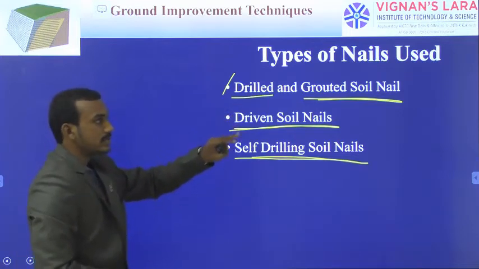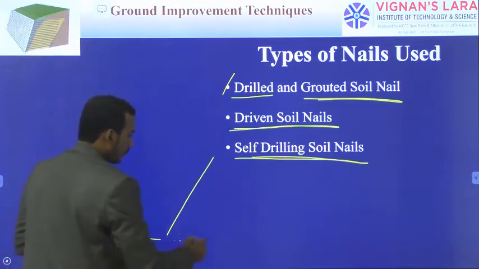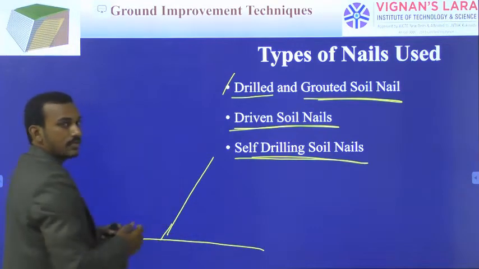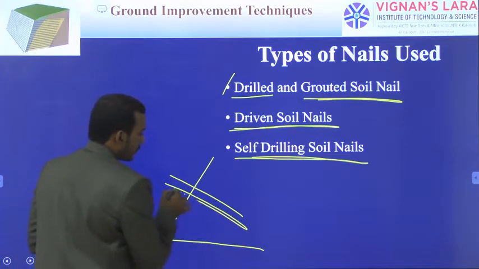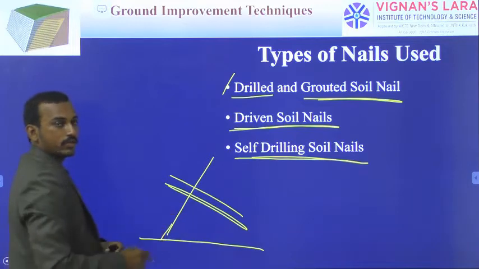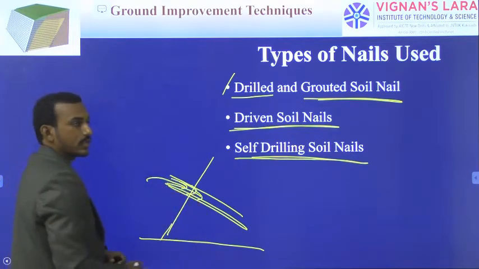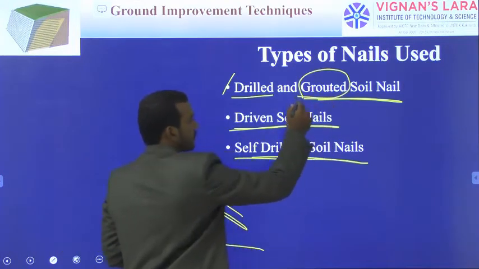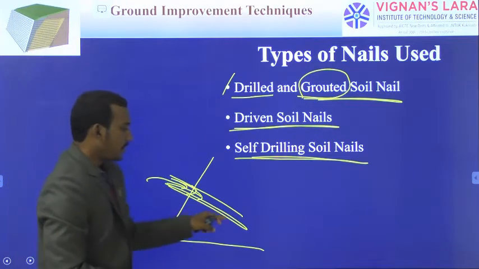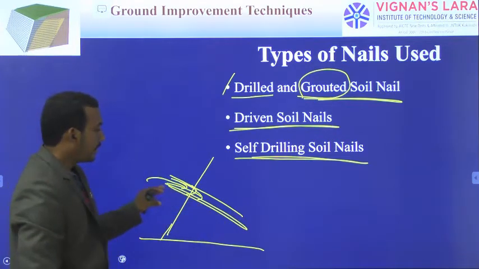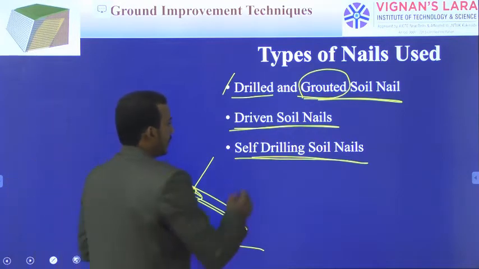Okay, the first one is drilled and grouted soil nails. In this case, if you see, this is the slope we have to stabilize. So what we are doing is drilling a hole first. First of all we are drilling a hole into the slope, then we are applying the concrete with pressure, that is known as grouting. The application of mortar or concrete with pressure is known as grouting, right? So first we are excavating a hole, drilling a hole, and in that we are grouting the soil nails.